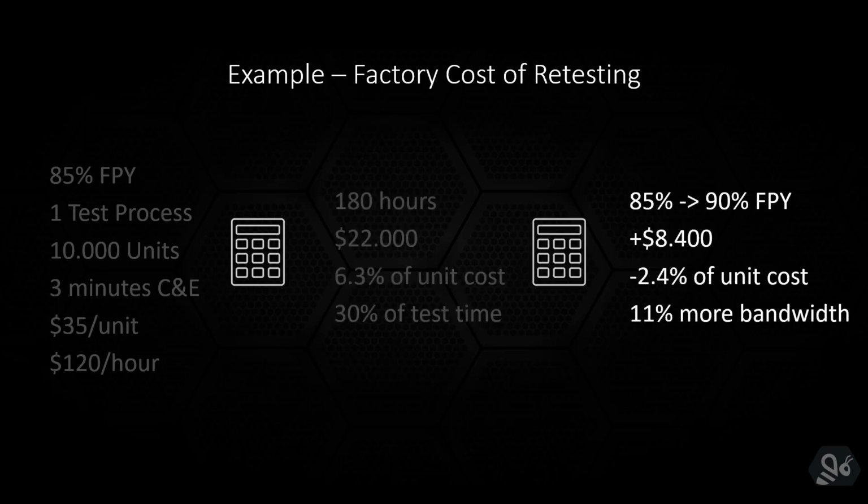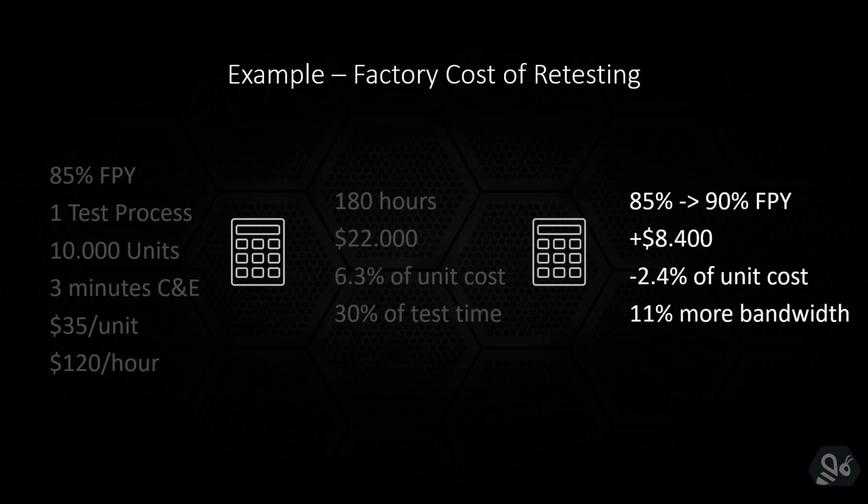Now, if you simply increase this first pass yield to 90%, then you will, number one, reduce the unit cost by more than 2%, but you would also free up considerable bandwidth in your tests. So rather than buying new test equipment, you can actually get more out of the existing test systems.